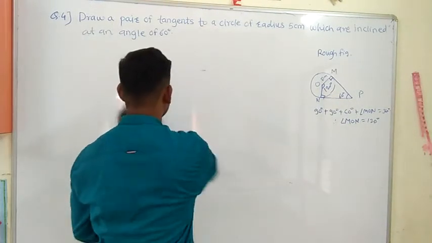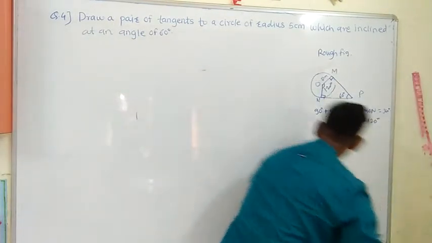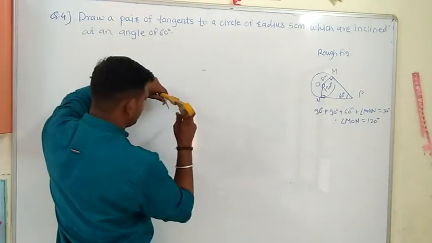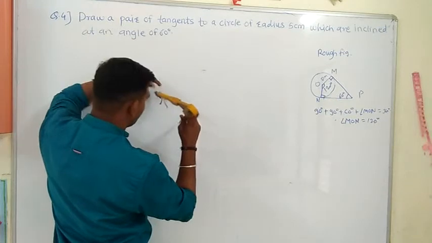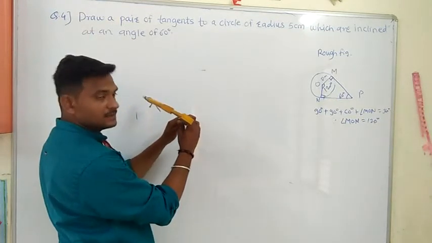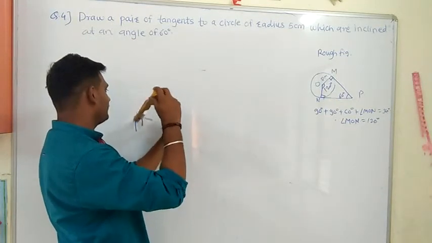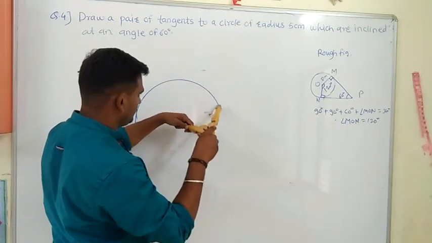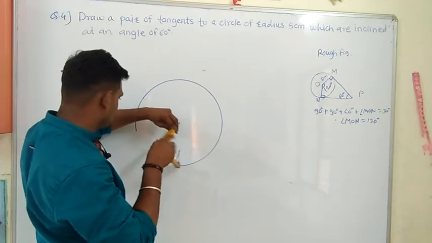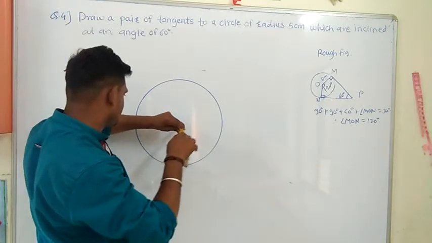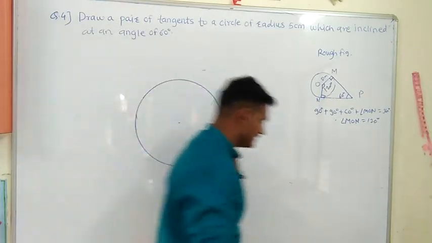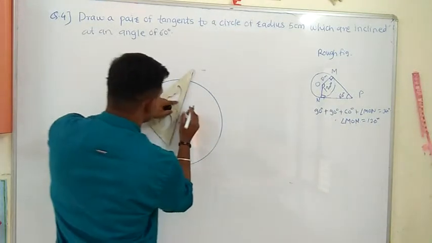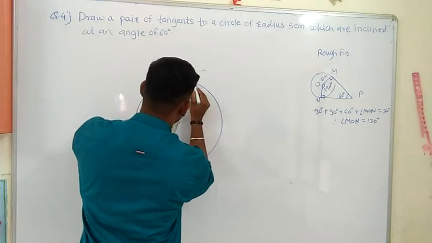I will draw a bigger circle because construction is there. See here, I will take a distance of 5 centimeter in a compass. Take a compass, take a distance of 5 centimeter and draw a circle. Okay, I have drawn a circle with the help of compass. This is a 5 centimeter radius circle. This radius is 5 centimeter.